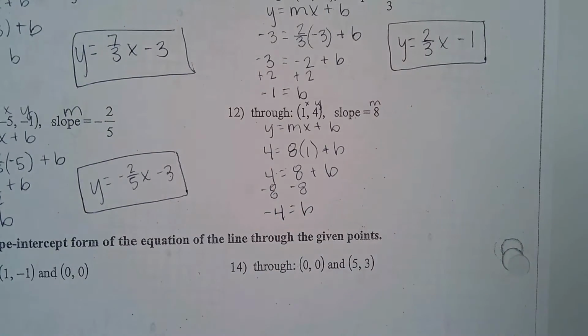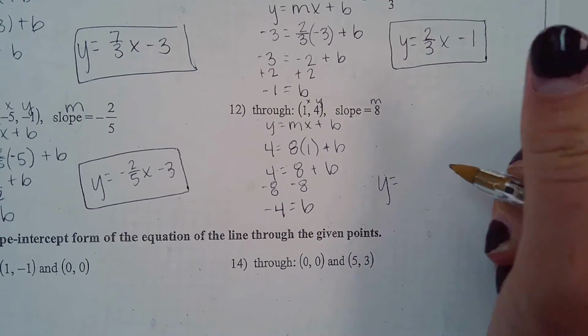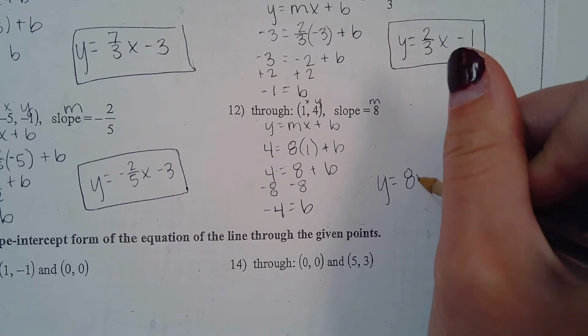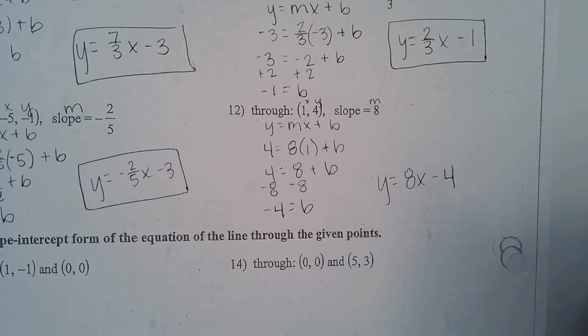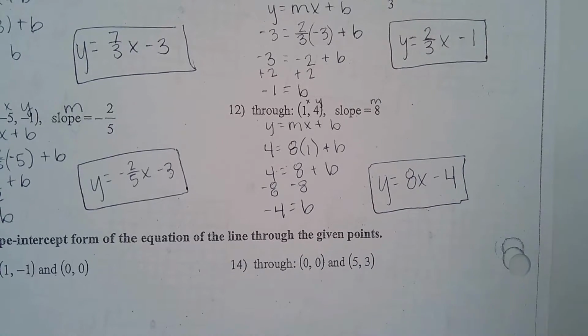Josh, how do we write our final answer? y equals... 8x minus 4. Josh, does that make sense? I think you got your x and your m mixed up. Do we have any questions on that section, y'all?